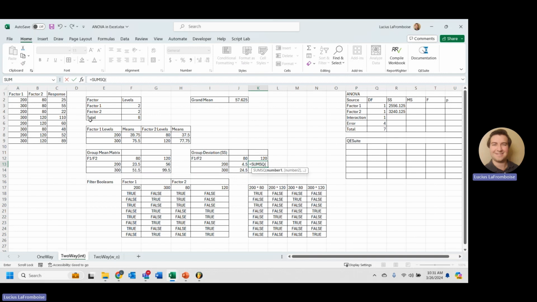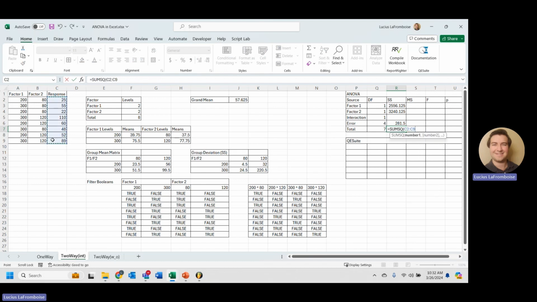Yep, accept it. And then we're going to say sum squared of filter our response array by that 200, 120 group, and minus our mean for that group. And then we're going to do that again, sum squared of filter the response array based on 300 by 120 group minus the group mean. There we go. Now our sum squared for the error is just going to be the sum of these. There we go, 281.5. Perfect.